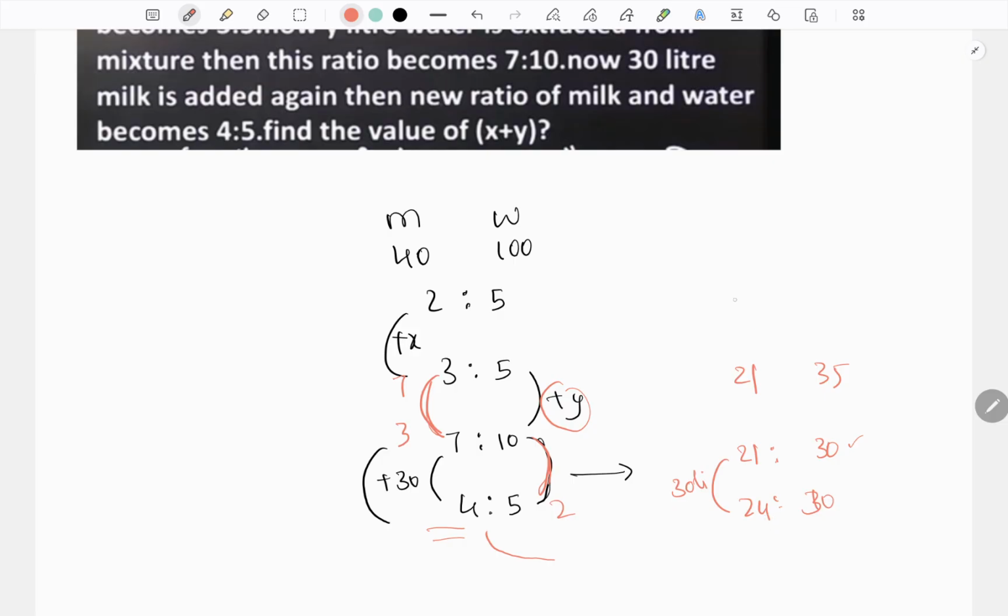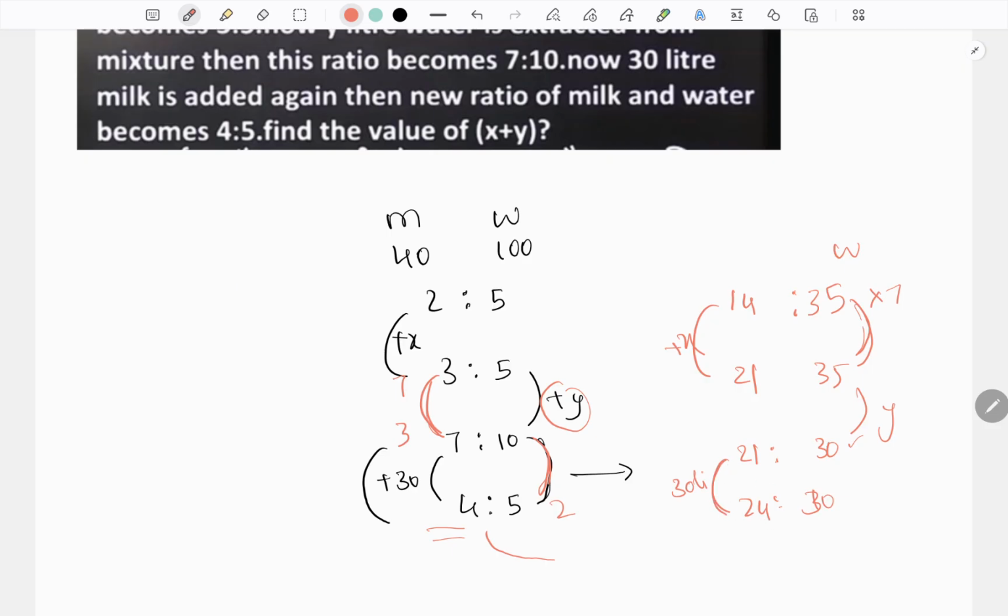So 2 parts and 5 parts. So here x liters are added, here y liters are added. So x liters, but see this 2:5, but there should not be any change in that water parts. But 5 and 35 means we need to multiply this by 7. Multiplying this by 7, it becomes 35, and this will become 14. Now see, x plus y they are asking.